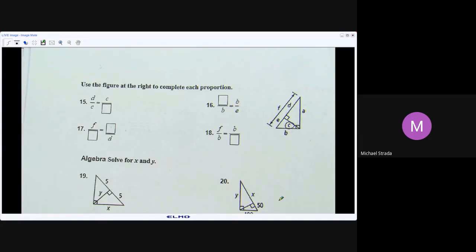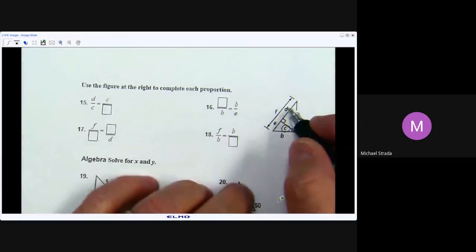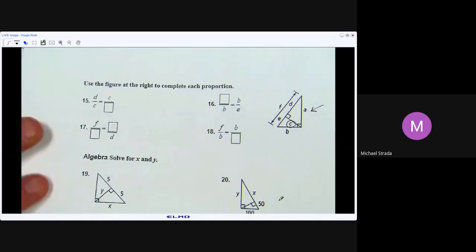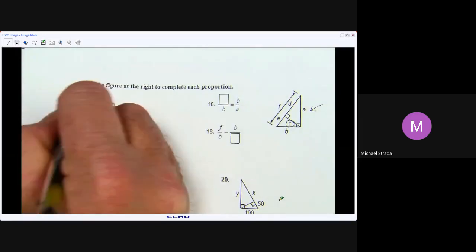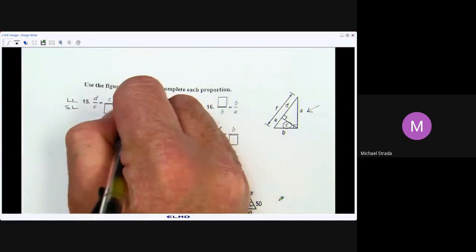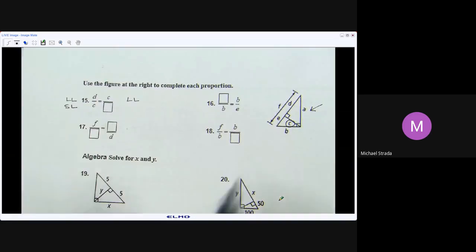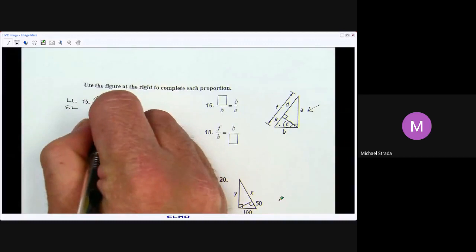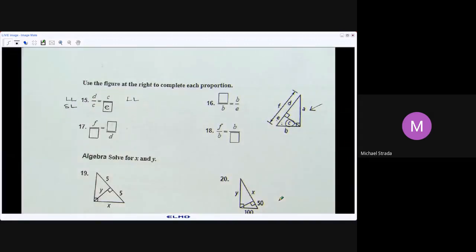So number 15. They're going to give you different numbers in 19 through 22 in a second. But they want to know D over C equals C over what? D over C is in that top triangle up there. D would be considered the long leg. C would be considered the short leg in that triangle. So we have to find the triangle where C is the long leg. C is the long leg in the lower triangle, correct? So what is the short leg in that triangle? Letter E. So D over C equals C over A, and that's where the geometric mean comes from.